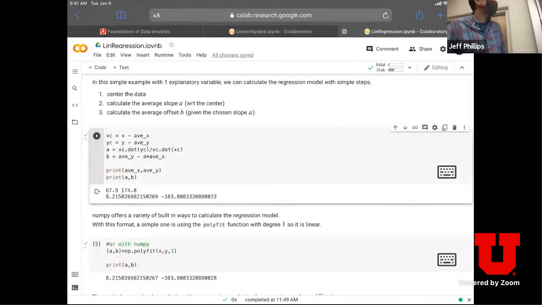One thing that might be useful is the slope A. This is saying for every inch taller you expect someone to be, you expect them to be another 8.2 pounds heavier. But the offset was something like minus 383. So that means if someone is 0 inches tall, they would have a negative weight.